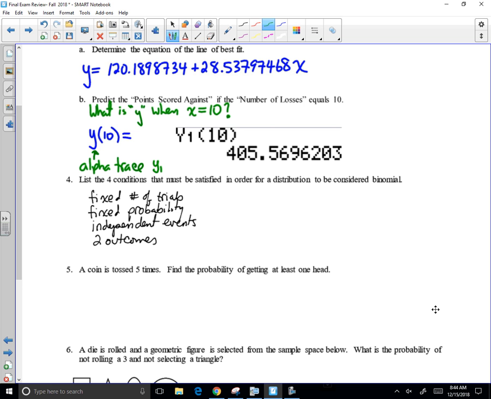All right, 4 conditions that must be satisfied in order for a distribution to be considered binomial. This is my secret way of getting you to memorize these 4 rules by making you rewrite it as many times as possible between reviews, tests, final exams, whatever. So that 10 years from now, if somebody asks you, what did you learn from statistics? Fixed number of trials, fixed probability, independent outcomes, and 2 outcomes. And that's the only thing you remember. You don't remember anything else. Oh, that and the guy was funny.